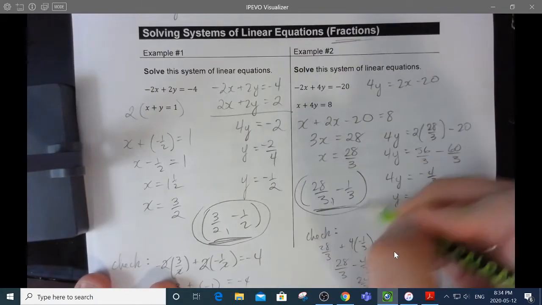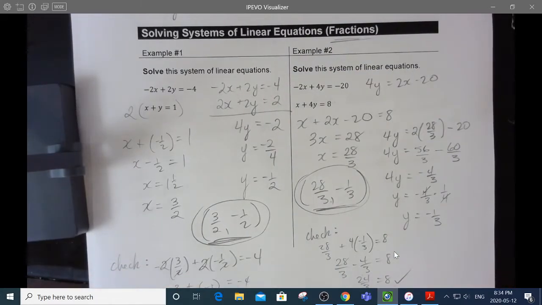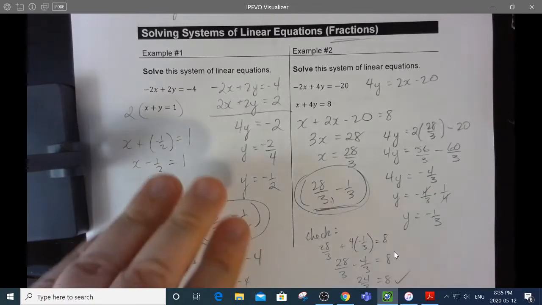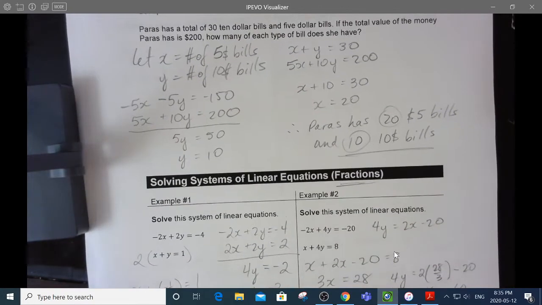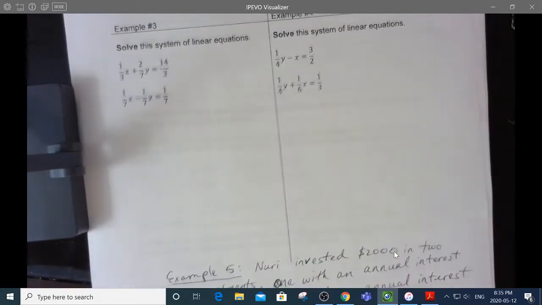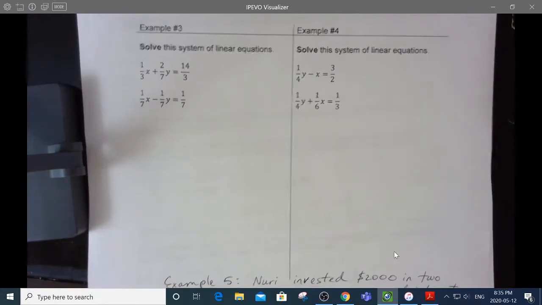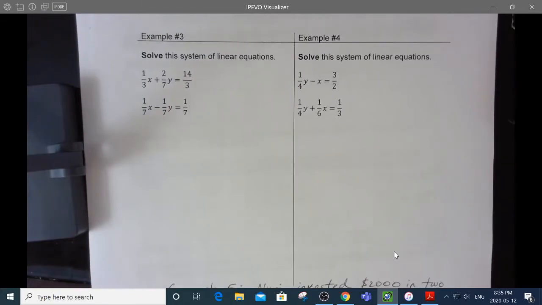Yep, we got it. So there are examples of questions that don't have fractions to start with, but they end up having fractions at the end. Now let's try this out. Examples 3 and 4. Ignore that stuff at the bottom for now. We're going to get to that in a minute.